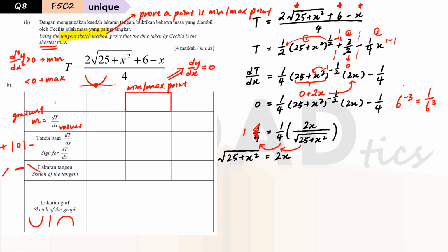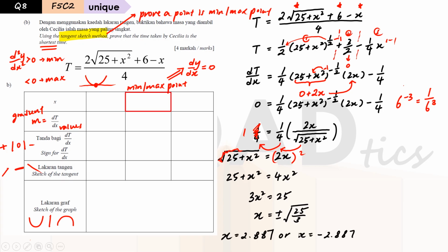So moving the square root, it will square on the right side, right? So here will become this. And once we simplify here and there, make the x the subject, or x remain on the left, everything move to the right side. So it will be something like this. So x, we have two kinds of values, 2.887 or negative 2.887.